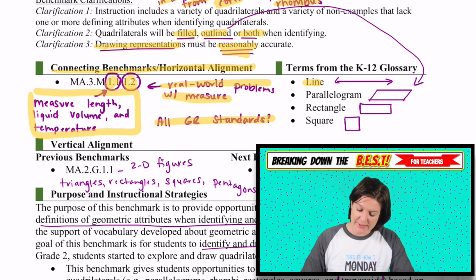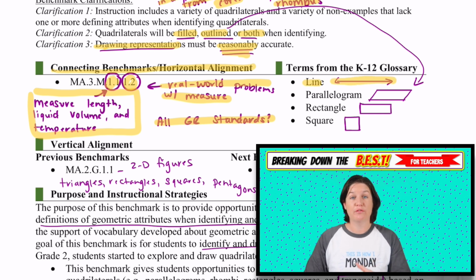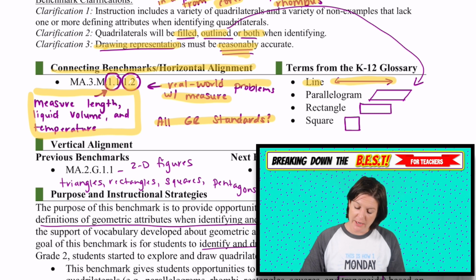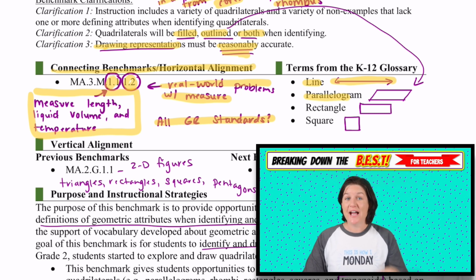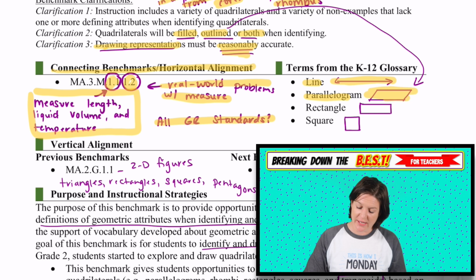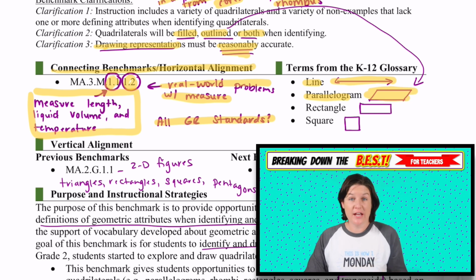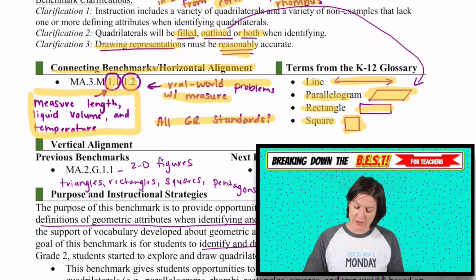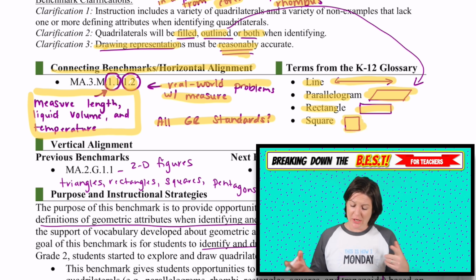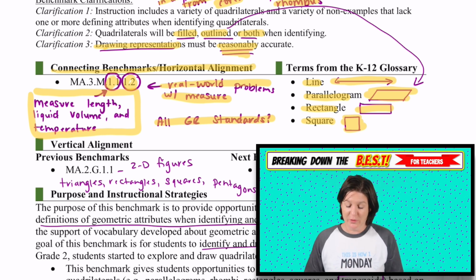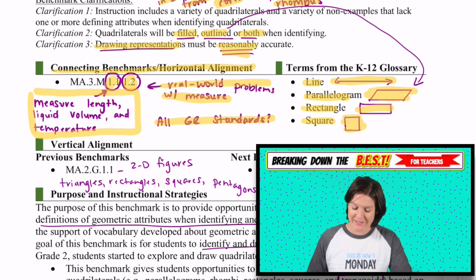A line is a straight path that goes on and on forever in both directions. Parallelograms must have exactly two pairs of parallel sides like this. A rectangle is a type of parallelogram that has four right angles. It must have four right angles. And a square has four equal sides and four equal angles. I'm not sure why they didn't mention a rhombus here or a trapezoid. I don't know why it's not right there, but we will be going through plenty of vocabulary in this unit.